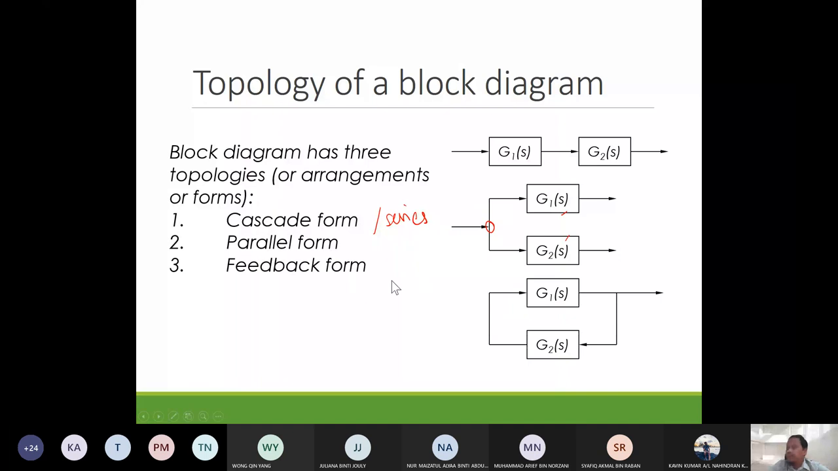So feedback form is slightly weird, where you have one signal going in. Okay, so this signal is going in and then going out. And then there's a pick-off point here that causes the signals to return, to come back to its original position. So when you have this kind of arrangement, coming in and then coming out, and then split up, part of the signals coming back to the original point, then you have a feedback arrangement.